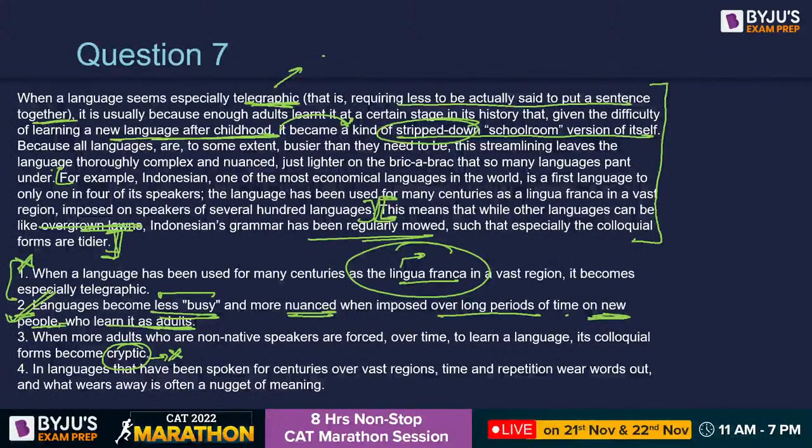3 eliminated. Fourth, in languages that have been spoken for centuries over vast regions, time and repetition wear words out. And what wears away is often a nugget of meaning. It's not because of their overuse, their repetition that they have been worn out. It's because people learned them later in their lives. So they learned just the very basics. They say much less to convey what they mean. So again, 4 is not capturing the point. It is digressing.